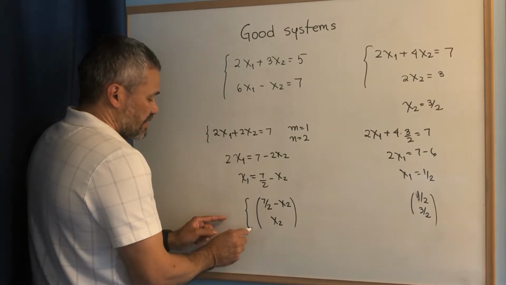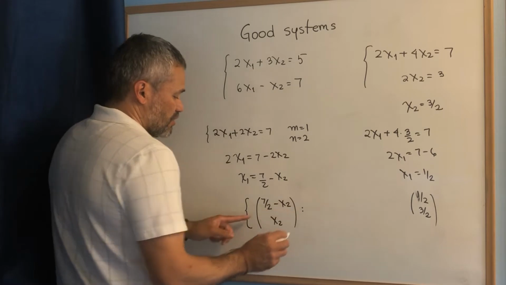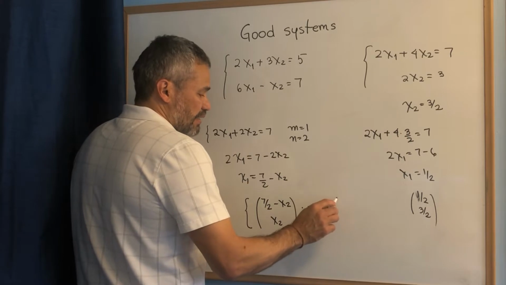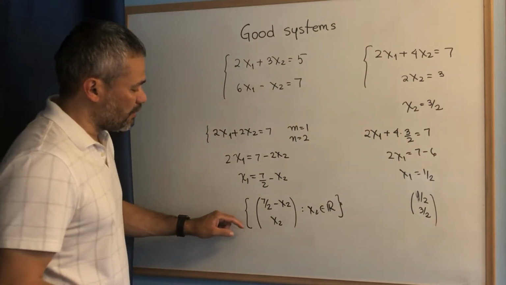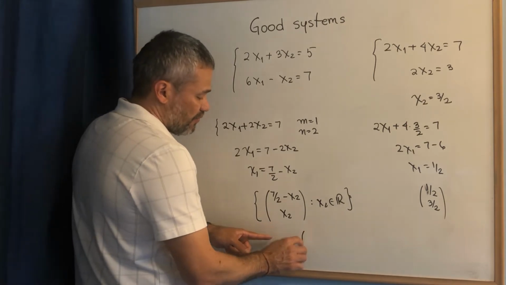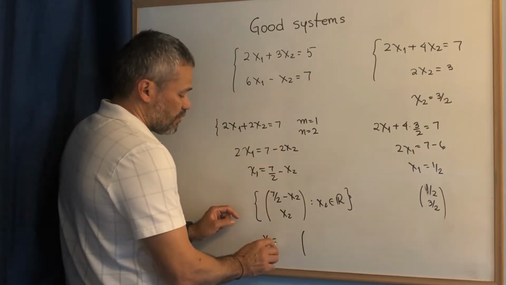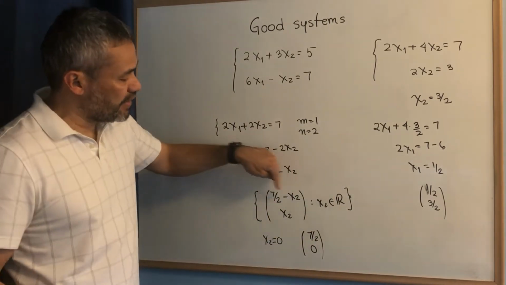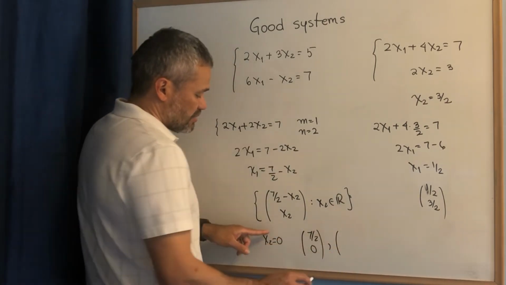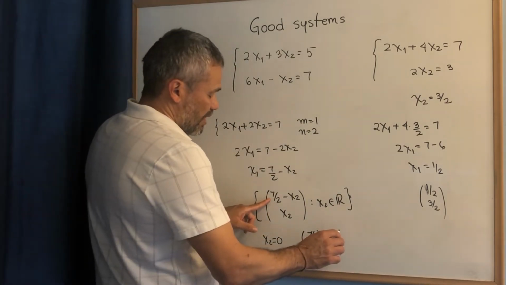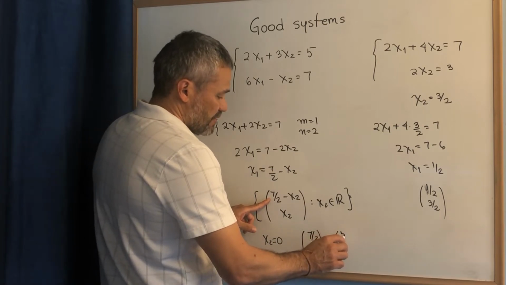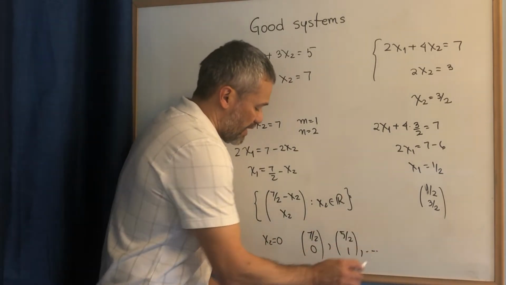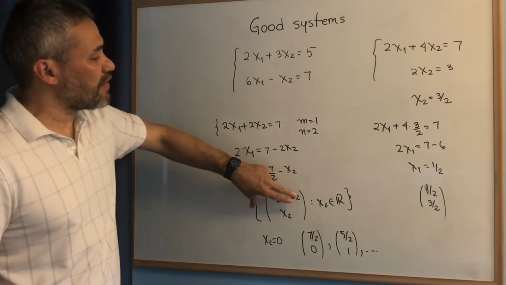If you want to write this as a set, the solution set, then this would be the collection of points of this form, such that x2 is any, let's say, real number. We can pick particular solutions. For example, if we make x2 equal 0, then we can check that 7/2 and 0 is one of the infinitely many solutions. Or if we pick x2 equal 1, then we have 7/2 minus 2/2 is 5/2, 1. And then, like that, we can pick as many solutions as we want because we have infinitely many.